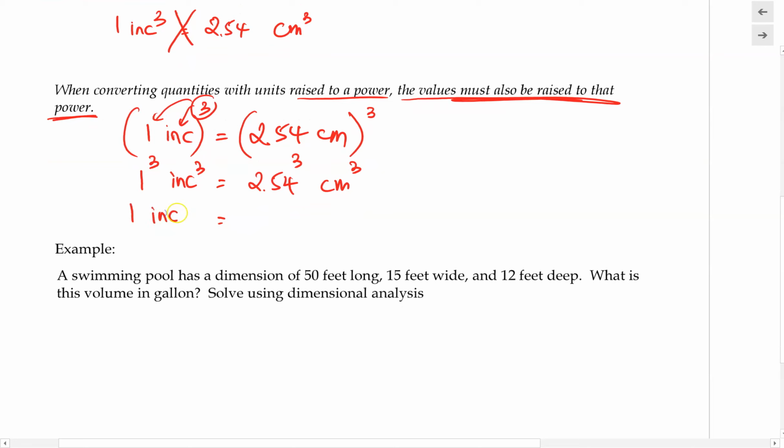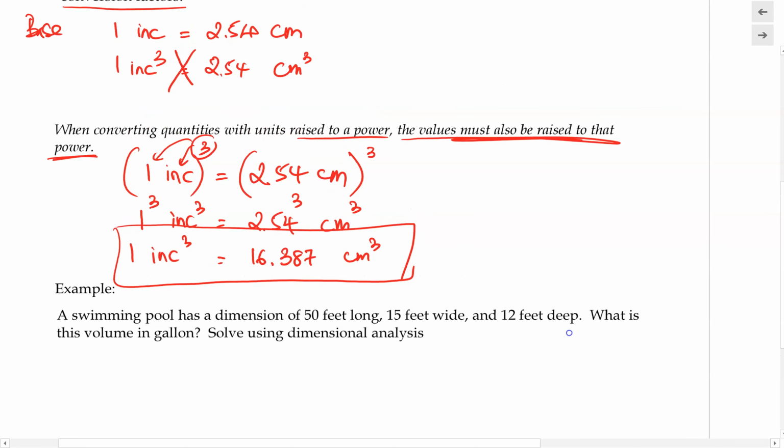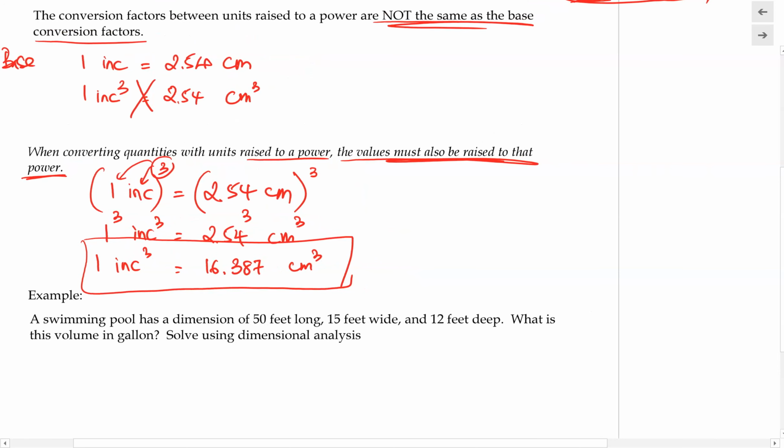So 1 inch cubed is 2.54 raised to the third power, which equals 16.387, and now the unit is cubic centimeter. So this would be the conversion factor between cubic inch and cubic centimeter. And clearly, this is not the same thing as the base unit, where 1 inch equals 2.54 centimeter. 1 cubic inch actually equals 16.387 cubic centimeter. Okay, so that's how we would find the relationship when certain units are raised to a power.